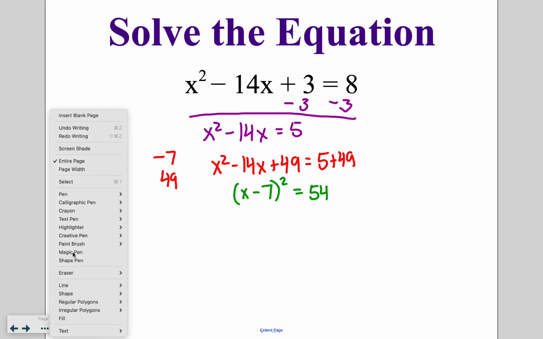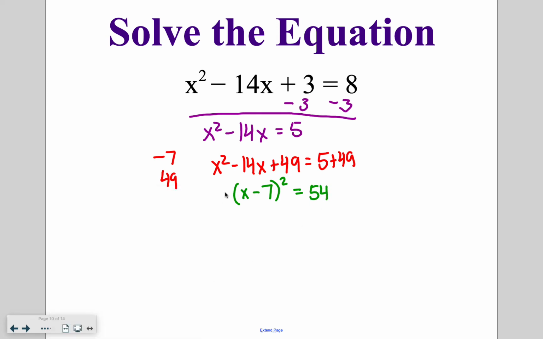I can now apply my principles of square roots and square root both sides of the problem. So I get x minus 7, the square root of 54, which is a long non-repeating decimal, which starts with 7.348. That's going to round us to 7.35. We always want to go to those two decimal places. Then the other case is x minus 7 is equal to negative 7.35.